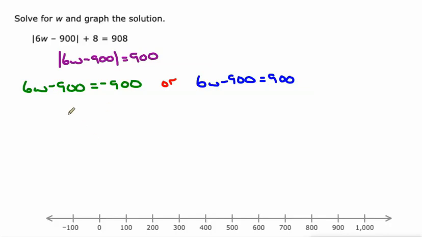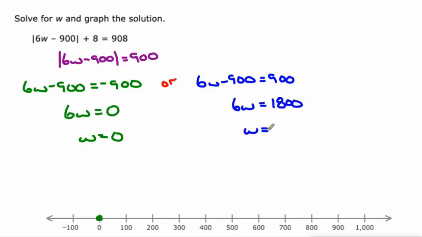All right, so let's solve this green one by adding 900 to both sides and then dividing both sides by 6, and we get 0. And over here, again, we're going to add 900 to both sides. Big difference, though. We get 1800 instead of 0. And then when we divide 1800 by 6, we get 300. So that's our other solution to this equation, 300.